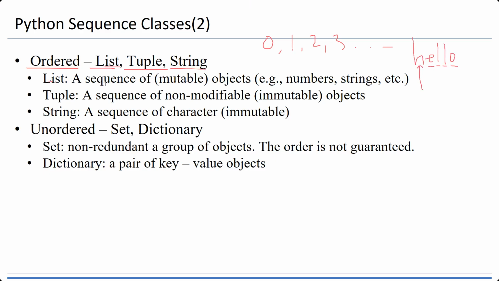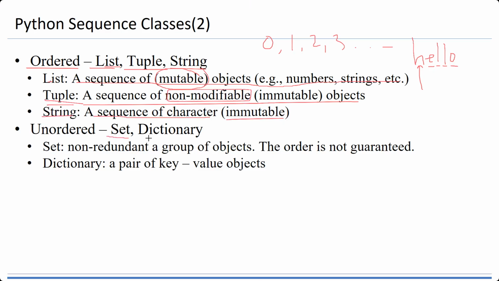A list is a sequence of mutable objects, such as numbers and strings. A tuple is a sequence of non-modifiable, or immutable, objects. We already learned that if it is a list, you can modify it. If it is a tuple, you cannot modify the elements. And a string is a sequence of characters, and it is also immutable, non-modifiable.